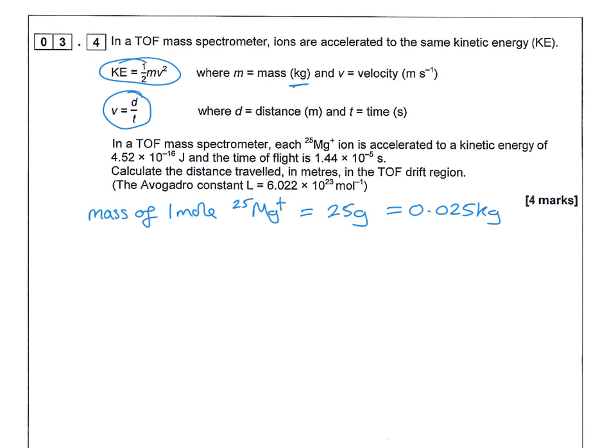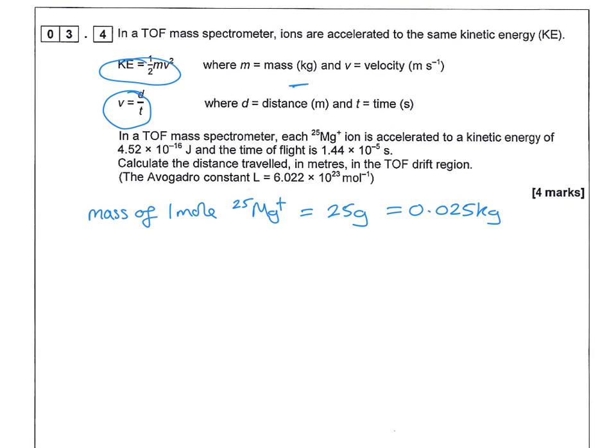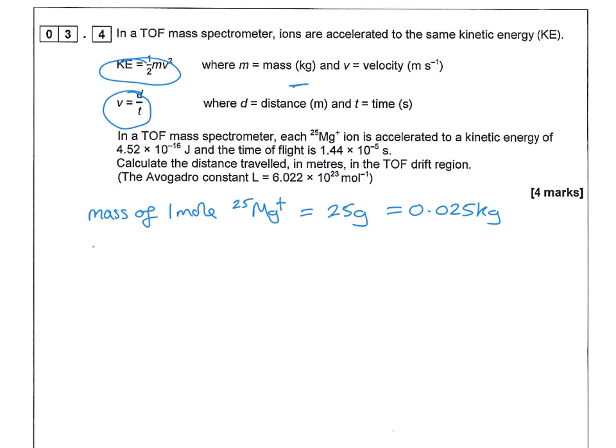Now we've got the mass, we now need to work out the mass of 1 ion. We've got 1 mole of ions, so the mass of 1 ion is going to be the mass of 1 mole divided by Avogadro's number.